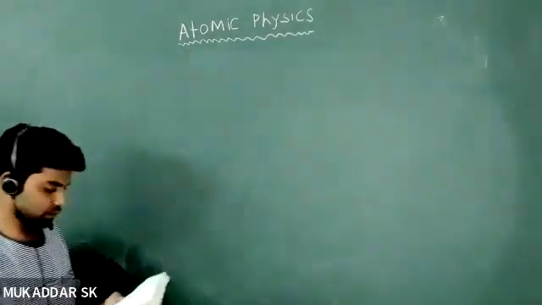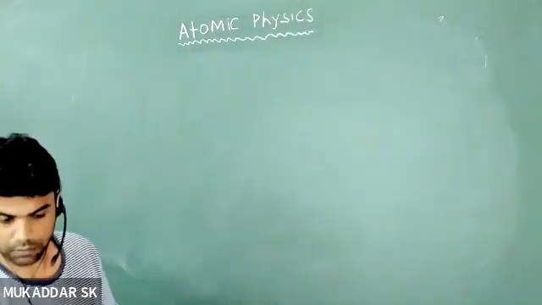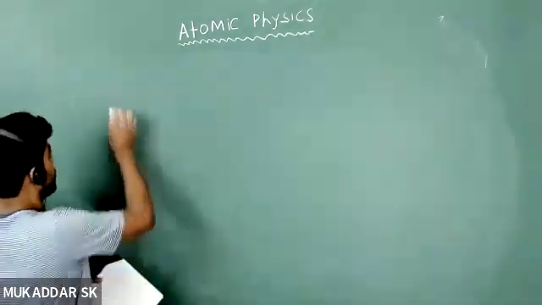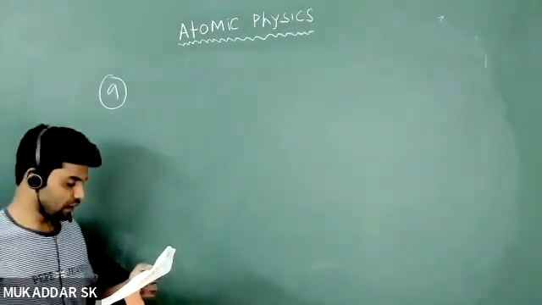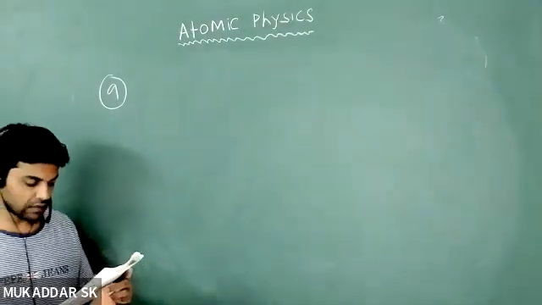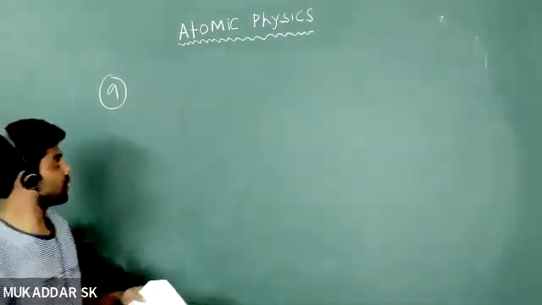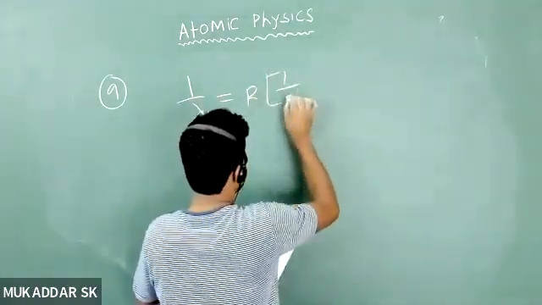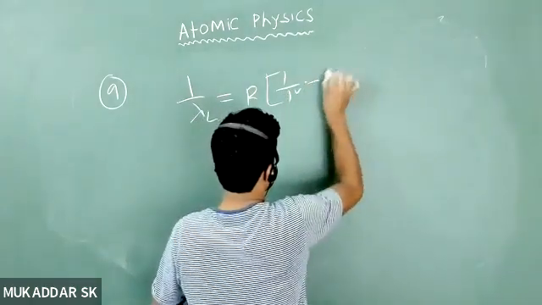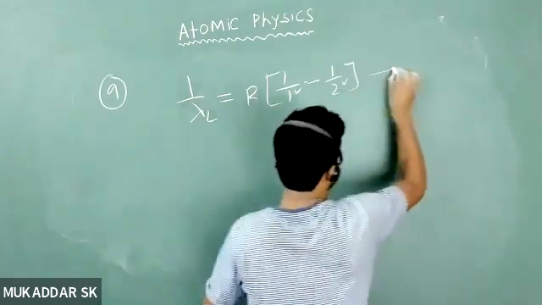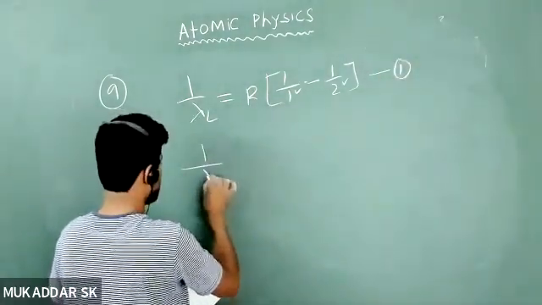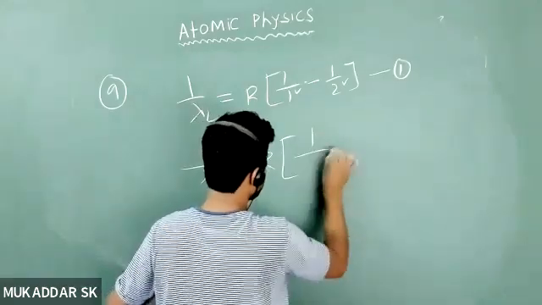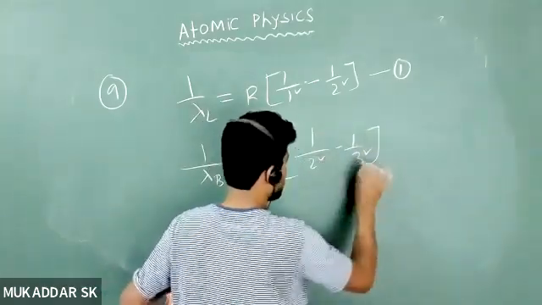Okay. Next problem is problem number 9. It's a very simple problem, right? In problem number 9, in the hydrogen atom spectrum, we need the ratio of the longest wavelength in the Lyman series to that of the Balmer series. For the Lyman series, the longest wavelength will be lambda L, and that will be R into 1 by 1 square minus 1 by 2 square, right? Let us take this as equation number 1. For the Balmer series, let us take lambda V, and for the longest wavelength, it will be R into 1 by 2 square minus 1 by 3 square. Let us take this as equation number 2.